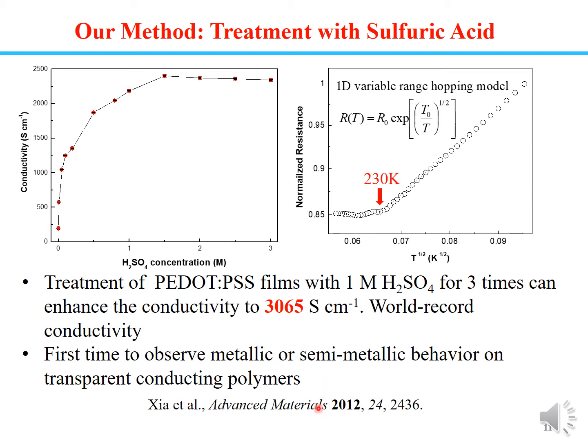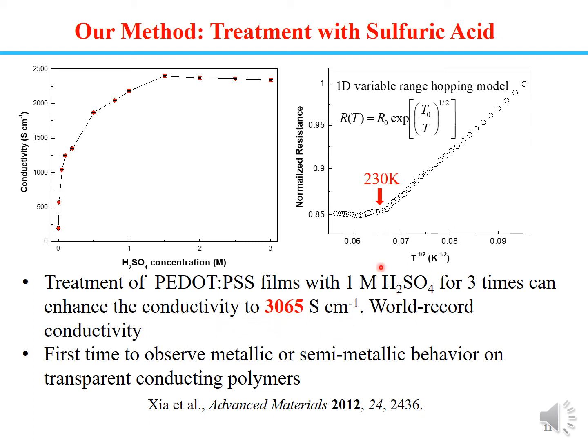In 2012, we reported our work to treat PEDOT:PSS with sulfuric acid. When we use 1.5 molar sulfuric acid to treat PEDOT:PSS, the conductivity can be enhanced to about 2,400 Siemens per centimeter. If we repeat the treatment 3 times, the conductivity will be higher than 3,000 Siemens per centimeter. So this is the highest conductivity for PEDOT:PSS by 2012.